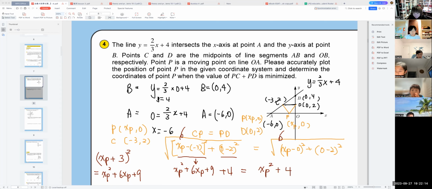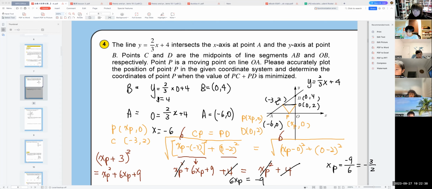Very good. Okay. So Daniel, you can see we have both xp squared and xp squared, on both the left side and right side. I can get it off. And 4 and 4, I can get it off, right? Okay, so we have 6xp equals negative 9. So xp equals negative 9 over 6, which is negative 3 over 2.